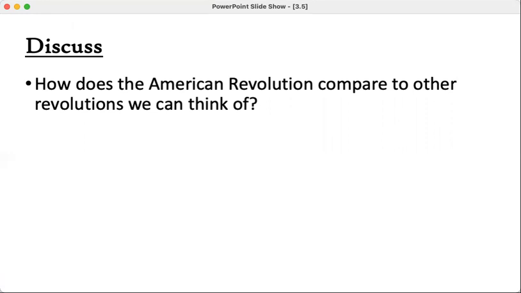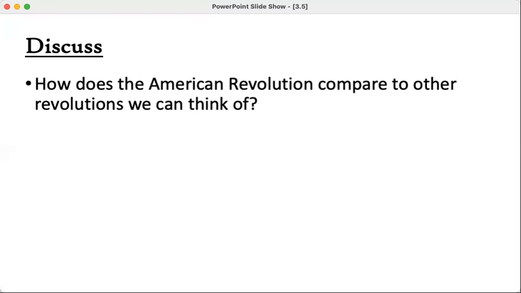In all those other instances, Russia, China, France, Haiti, the lower classes, the poor, were the people pushing for revolution. So they wanted not only a change in government, but a change in the social hierarchy in the distribution of wealth. That's not what we saw in the United States. In the United States, we saw the upper class, the people with money, pushing for revolution. And the result was they got to keep their money, right?